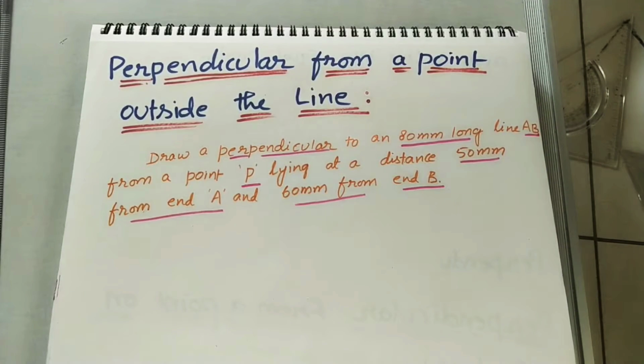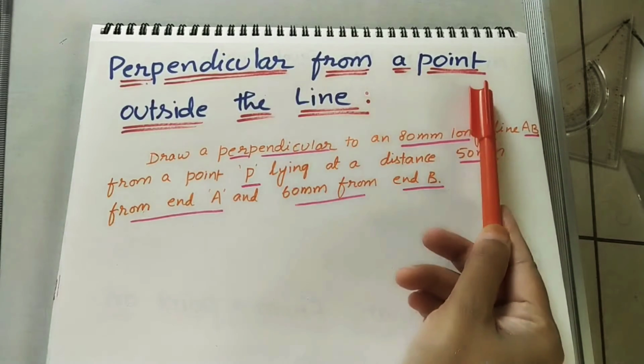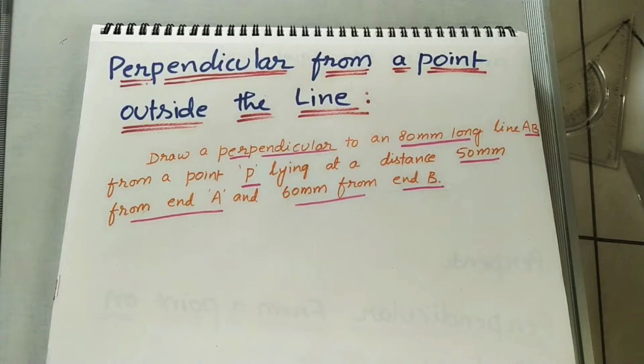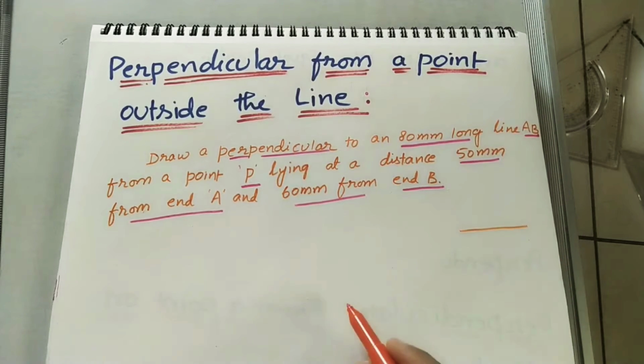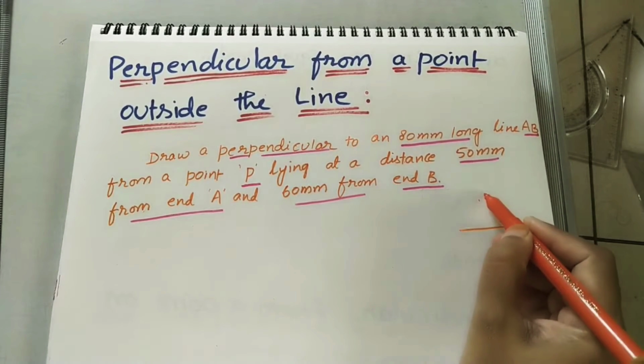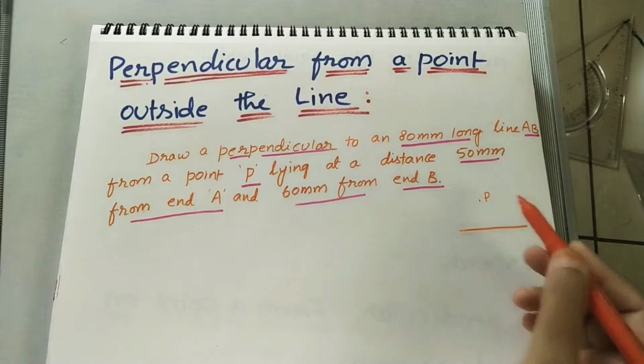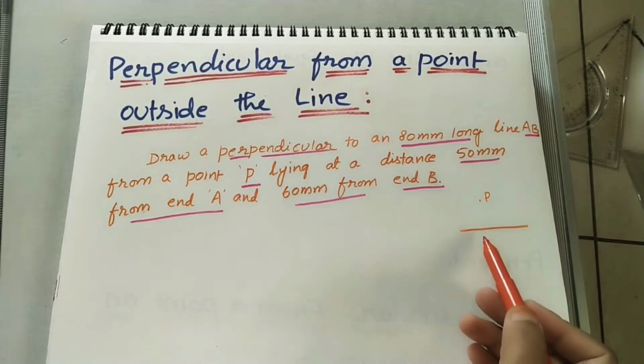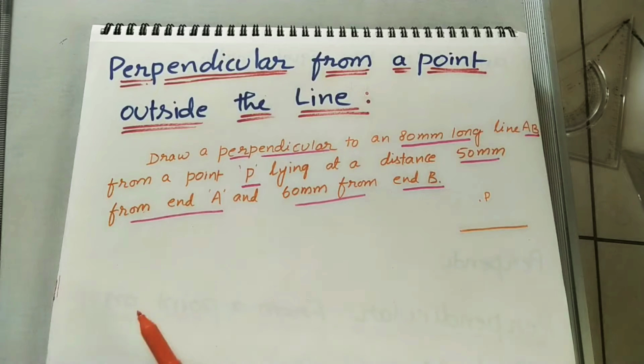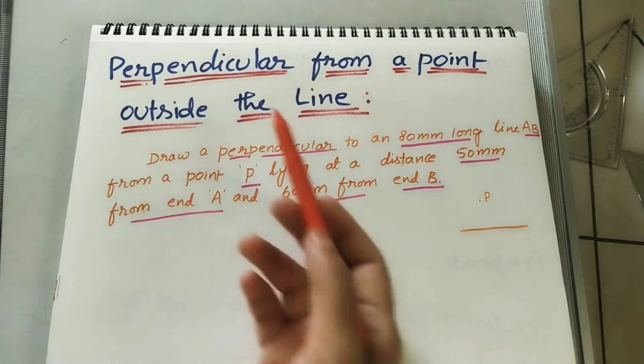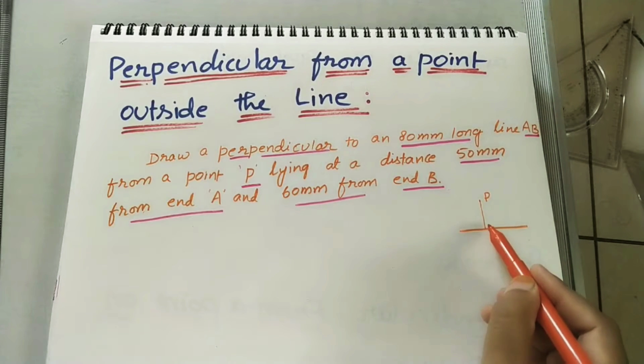Let us discuss how to draw the perpendicular from a point outside the line. The line will be given, and we need to draw the perpendicular line from one point P. This point P is outside the line. What are the methods we will discuss in today's class? Perpendicular means we have to draw a 90 degrees line.